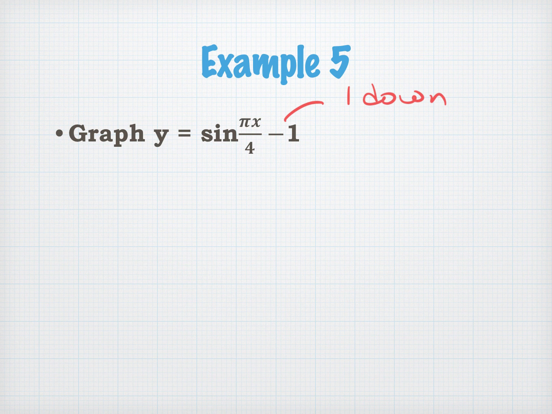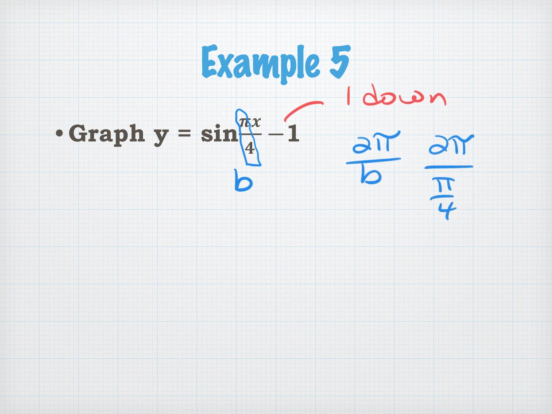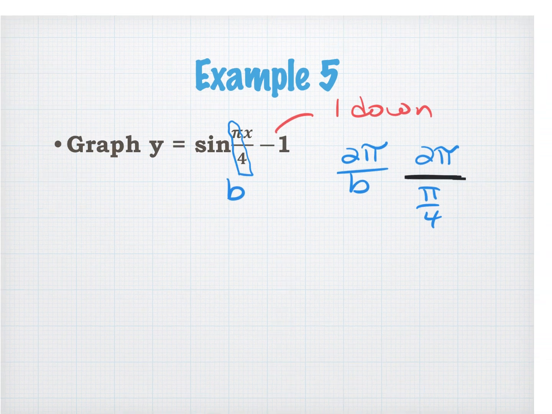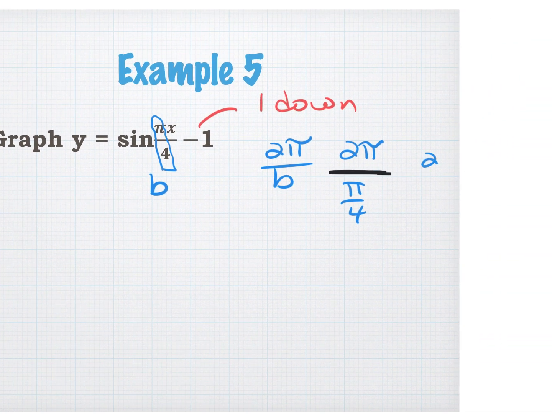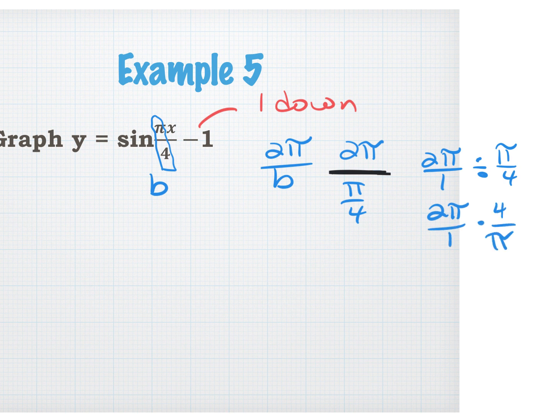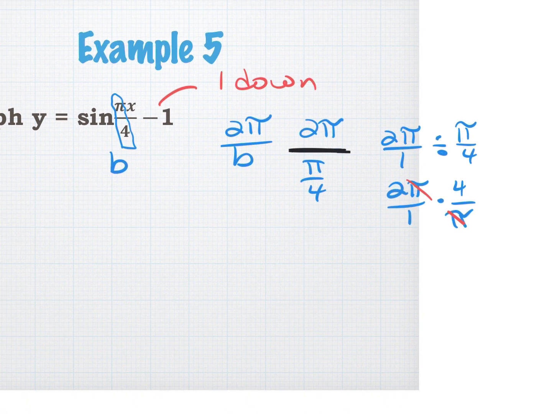Now, my b value is this pi over 4. It's the number in front of x. So this is my b value, and remember, we do 2 pi divided by b, so 2 pi divided by pi over 4. Remember, this fraction bar here is like our division. So really what we're doing here is 2 pi divided by pi over 4. Keep, change, flip it. The pi's cancel. And now I'm just left with 2 times 4, and it's 8.